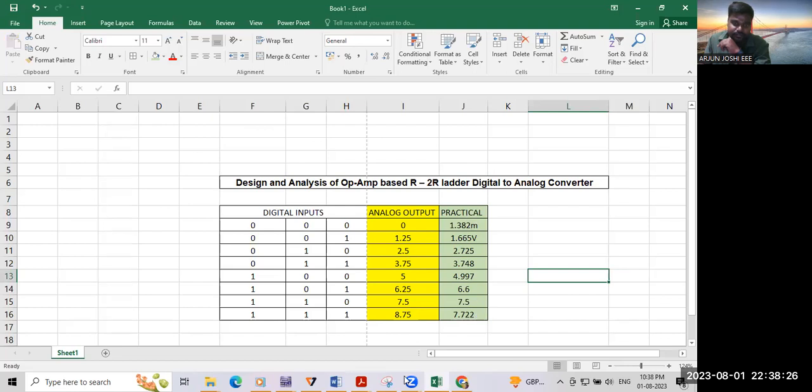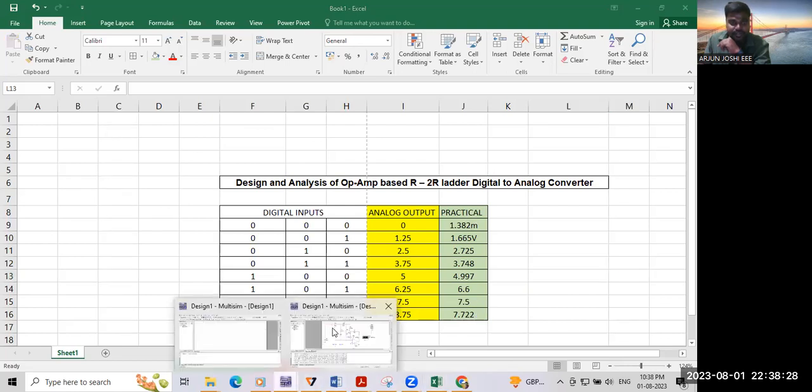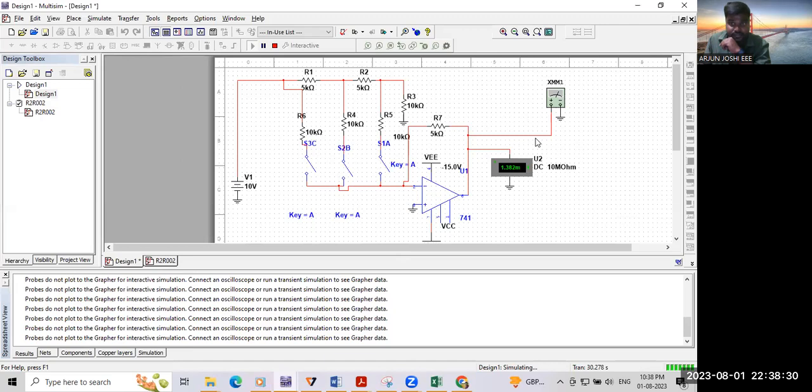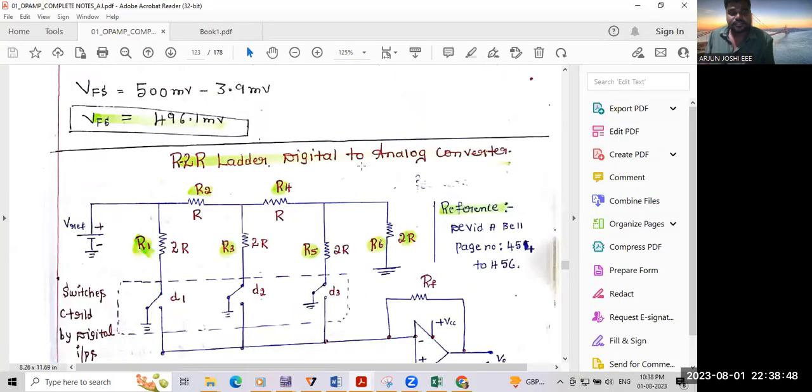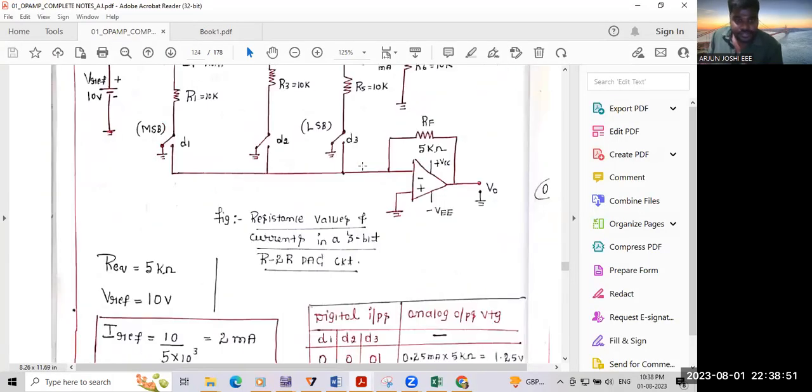Then we need to find the practical value. How to find the practical value? This is the circuit I have already simulated. Here you know all the components and how to select them. This is nothing but resistance. Connect as per the circuit diagram.